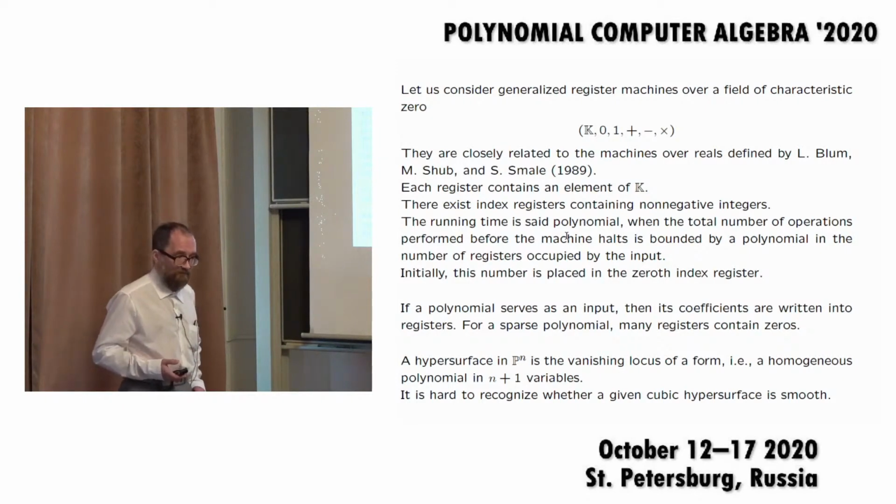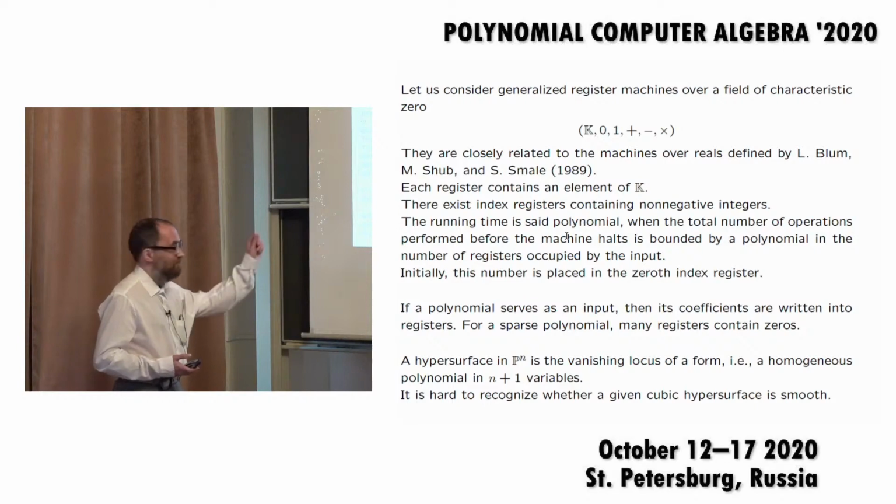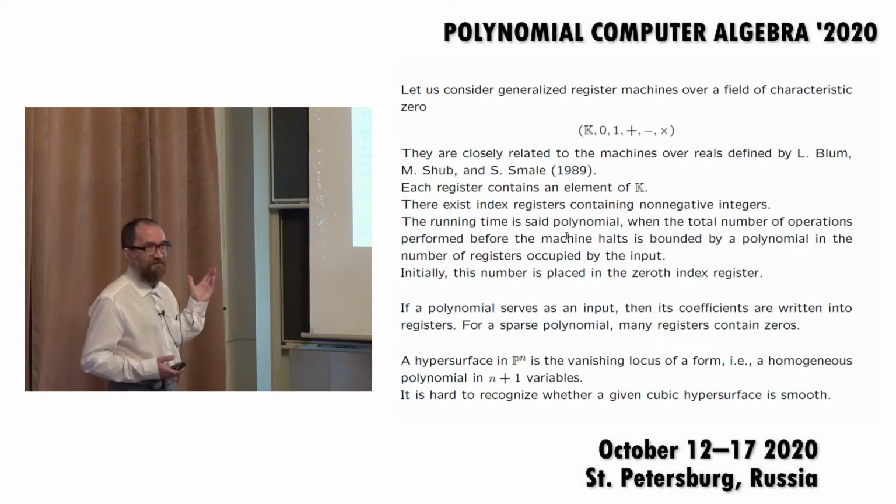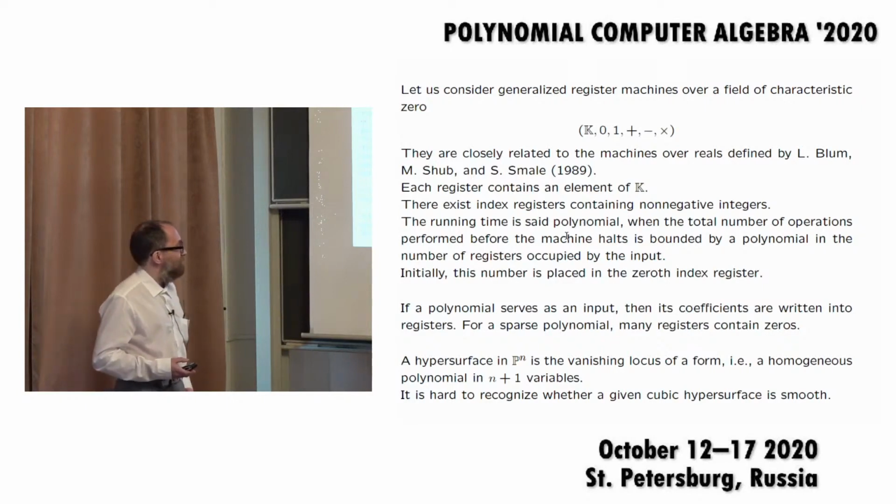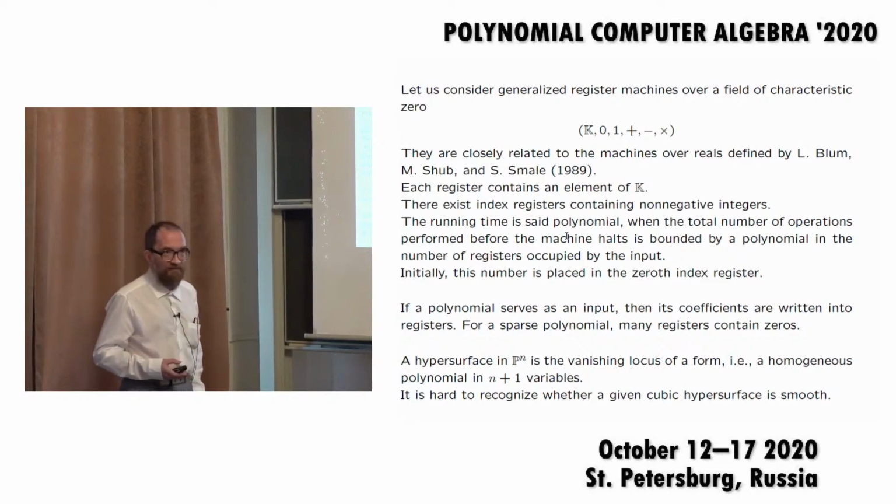The machines were introduced in the last century, and they are closely related to the machines defined by Blum, Shub, and Smale. But I have no relations like greater than in the signature of a field. And you can see K as a non-ordered field. That is the generalized register machine.